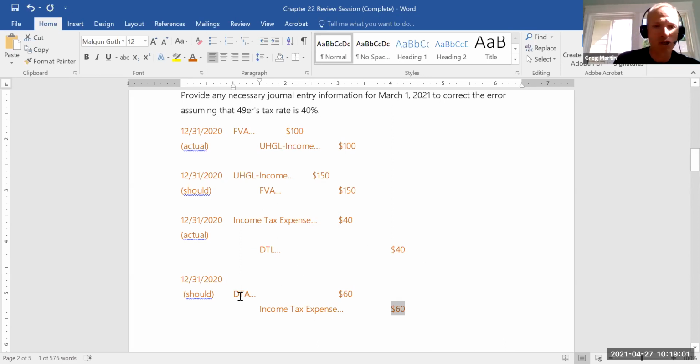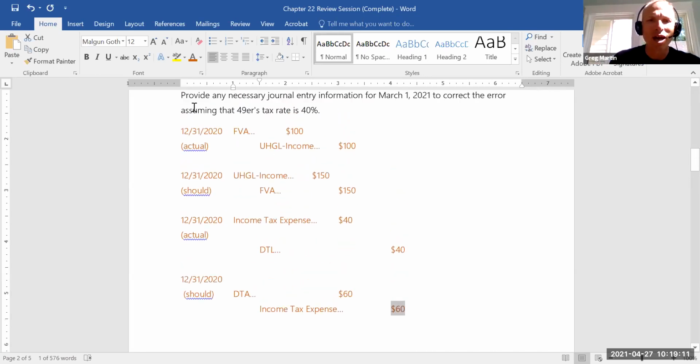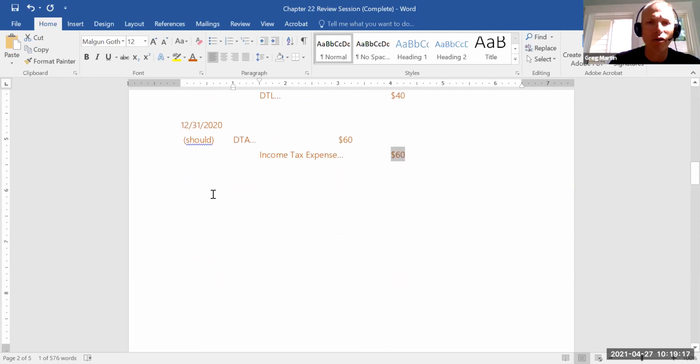There's a DTL and we should have had a DTA. So there's so much going on with this problem that we've got to create a framework to work ourselves through it, and that's what we're going to do next. Again, taking this actual compared to should, and then trying to work through a journal entry to reconcile all that, that's the challenge of this problem.